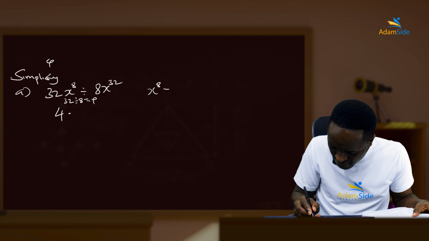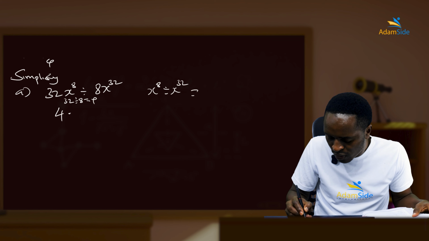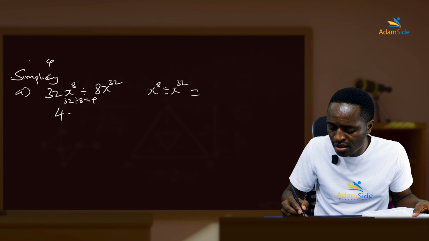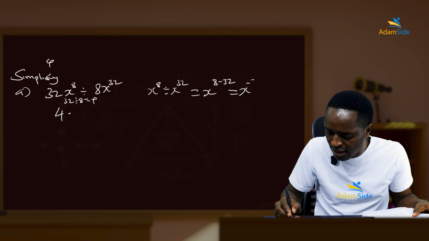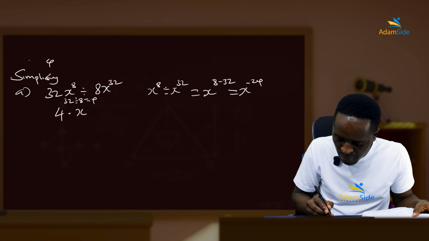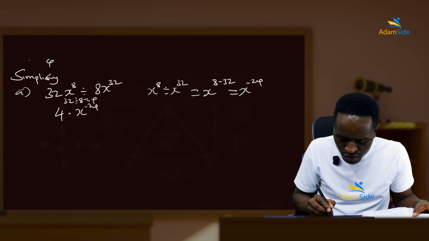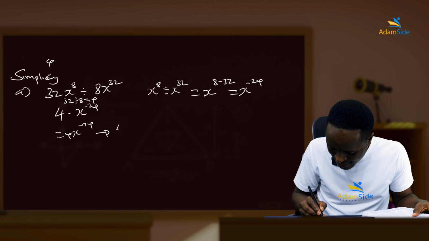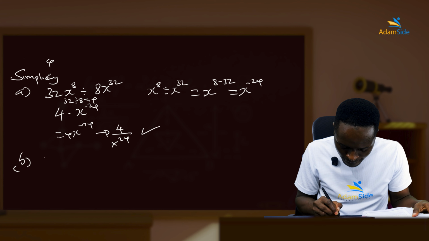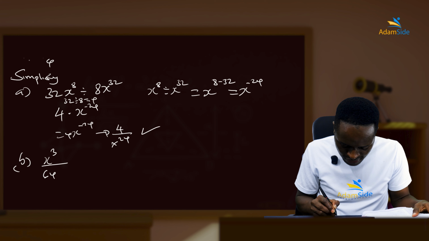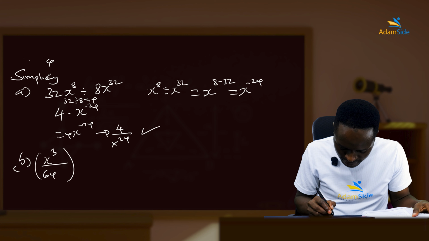So we have x power 8 divided by x power 32. When you divide numbers with the same base, what do you do to the powers? You take away. You keep the base the same and subtract the powers. So 8 minus 32 is minus 24, so x power minus 24. Your answer will be 4x power negative 24, which can be written as 4 over x power 24. Correct. That's the answer.